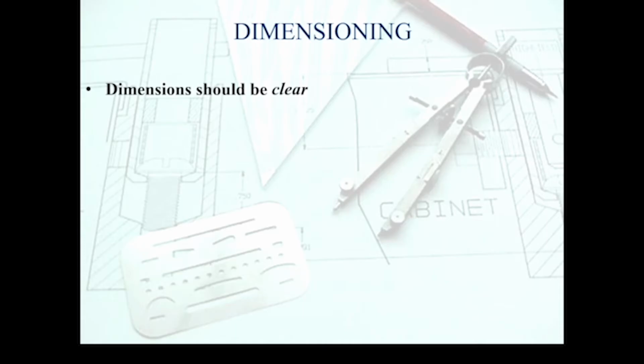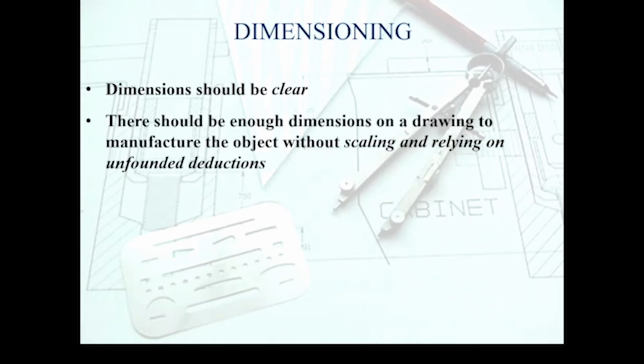So a couple of things about dimensioning. It needs to be very clear, because your original intention is to communicate information about the sizing. They should not overlap. They should be nice and centered, neat and tidy. So it's all professional practice. There should be enough dimensions on a drawing to be able to manufacture the object without scaling and relying on unfounded deductions. So we tend to give all the numbers, as many as possible, but adequate.